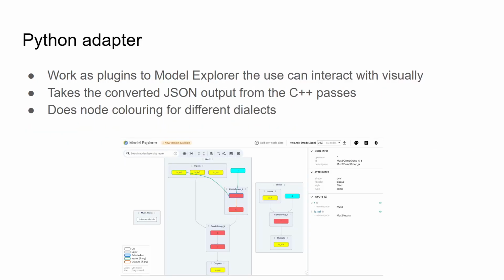Yeah, so as part of the Python adapter, it works as a plugin to Model Explorer, and you can interact with it with the Model Explorer UI and GUI. It works by first calling the C++ function and then converting the JSON output. It also involves node coloring to show different dialects, etc.